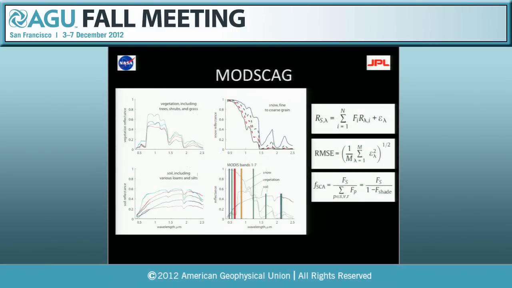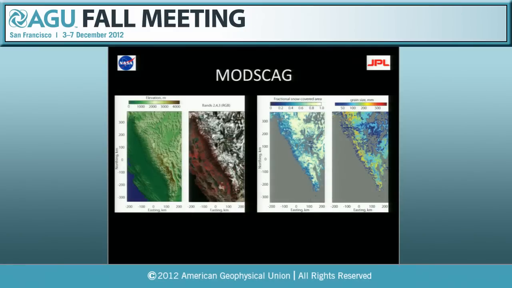So we do that through my model, the MODSCAG, MODIS Snow Covered Area and Grain Size, which is a spectral mixture analysis, essentially a linear algebra inversion for the percent cover of snow per pixel, and what in that fractional cover the snow grain size is, and by extension then what the snow albedo is in that fractional cover. So we're going to more and more detailed retrievals. Those retrievals look like this.